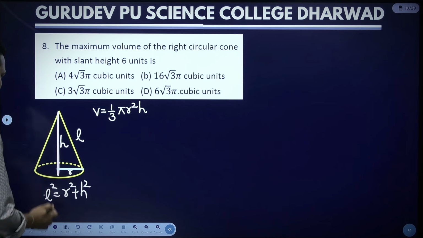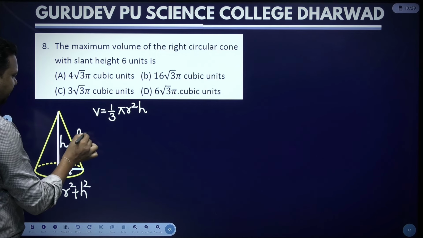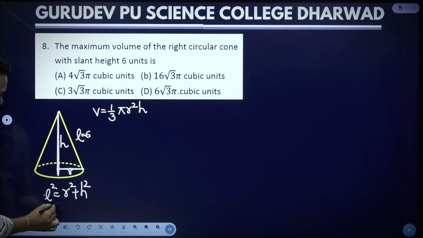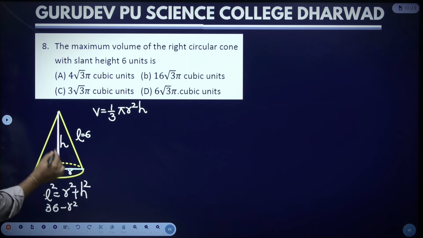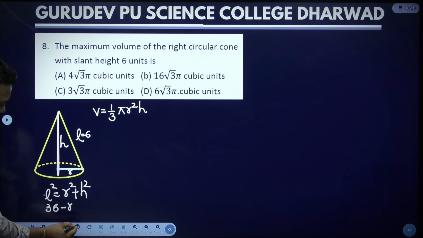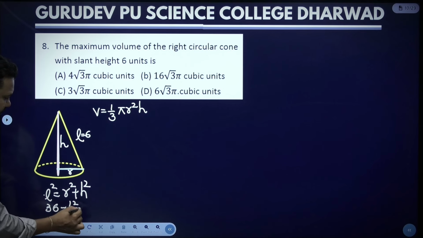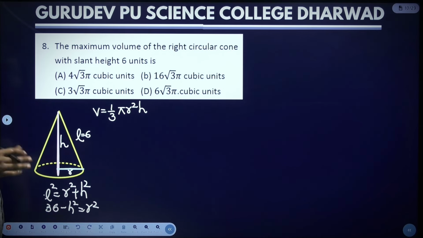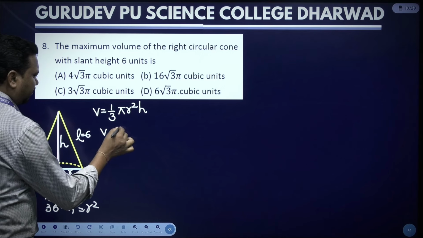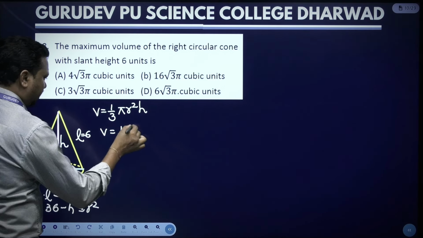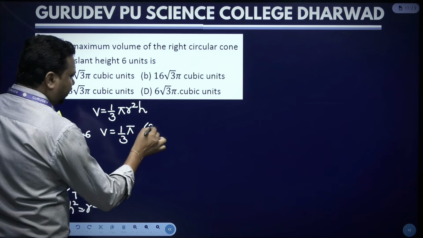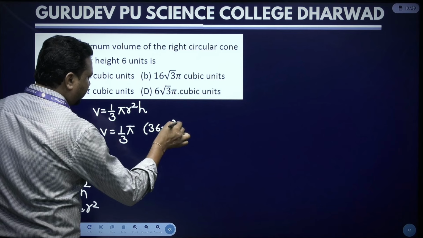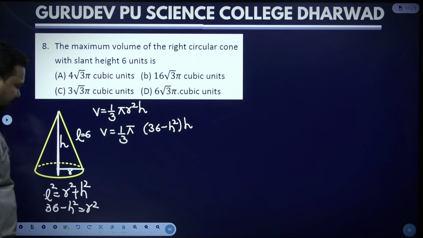Since the slant height is given as 6 units, let me simplify this. So this will become 36 minus H square is equal to R square. Of course, we can solve it in terms of R also, H also, no restrictions. Therefore, the volume is 1/3 pi as it is, and in place of R square we can write 36 minus H square, into H. Correct. Pi R square H.